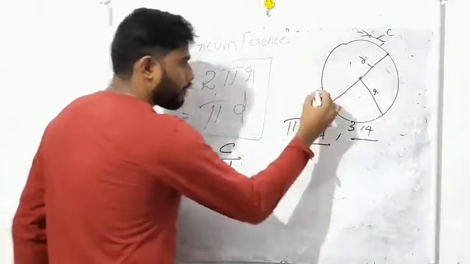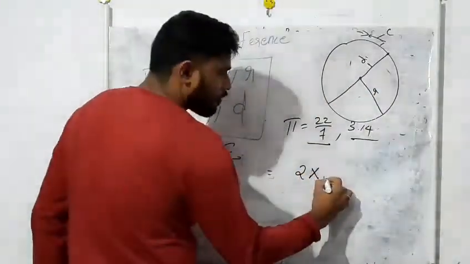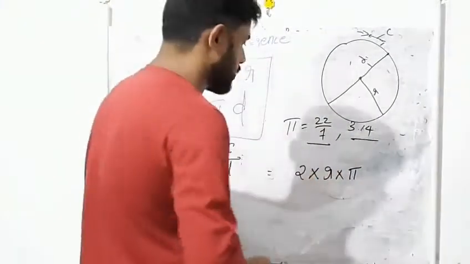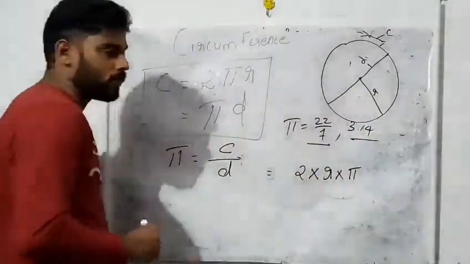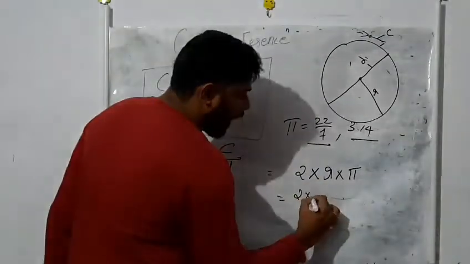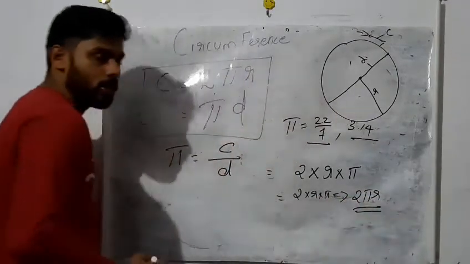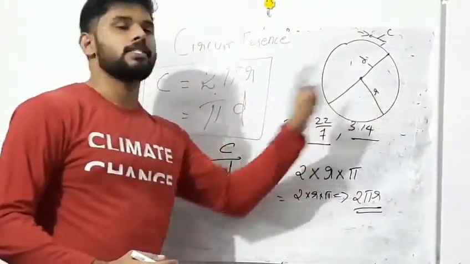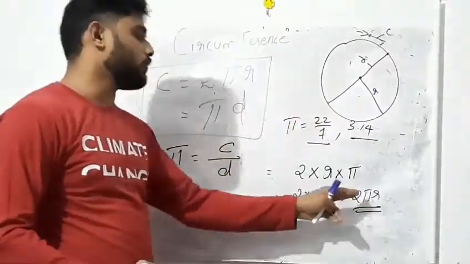That means if you want to find the circumference, it is 2 into the radius of the circle into the value of pi. Pi here is constant. So the equation is 2 into r into pi. We can rearrange and write 2 pi r like this. So circumference of a circle is 2 pi r. If the radius is given in a question and we have to find the circumference, then we can use this equation.